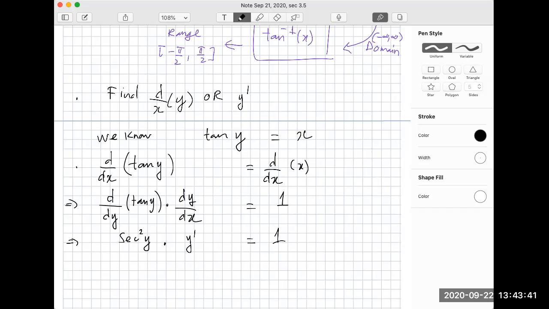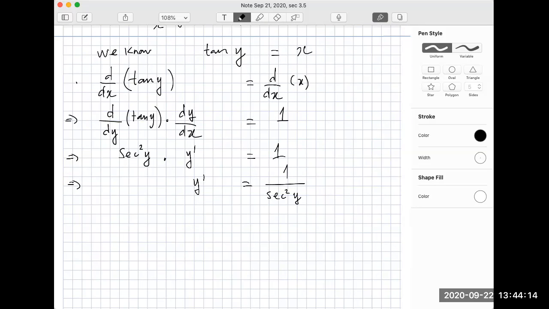So now what we need to find is the derivative, y prime, right? What should we do to get y prime in this case? Yes, we divide both sides by secant square y. Very good. Okay.